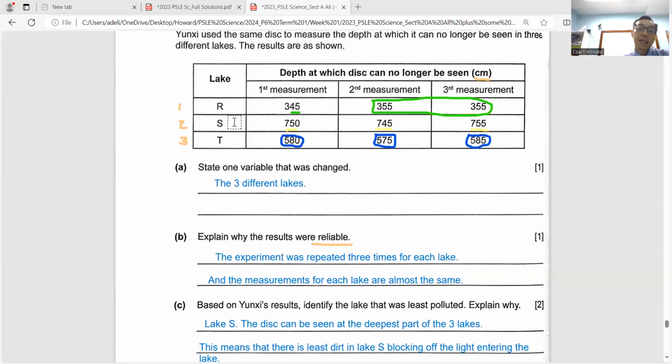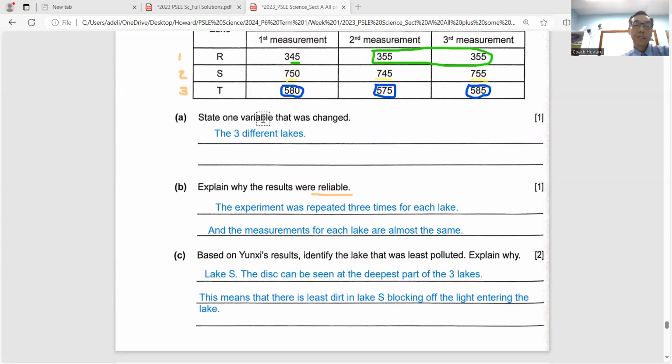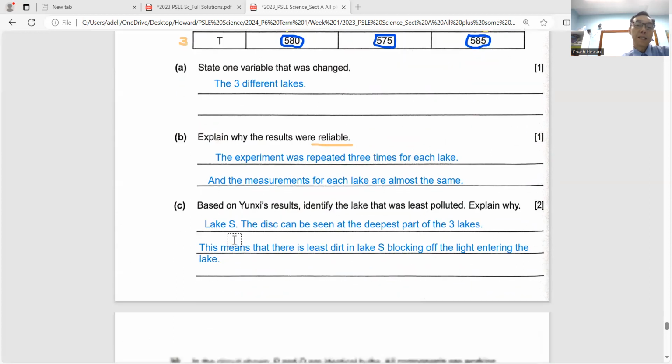And part C, based on Yun Xing's result, identify the lake that was least polluted, explain why. You can see in Lake S that the dish can be visible up to 755 centimeters. If you take the average of these 3 numbers, it's also about 7.5 meters deep or 750 centimeters. So the answer is Lake S, that the dish can be seen at the deepest part of the 3 lakes. This means that there is least dirt.